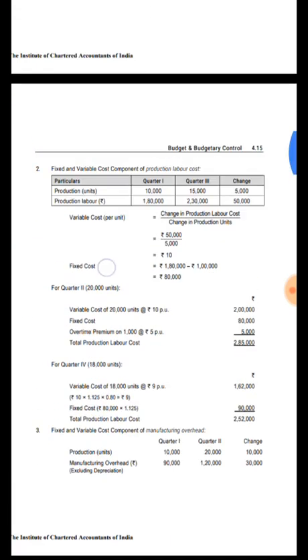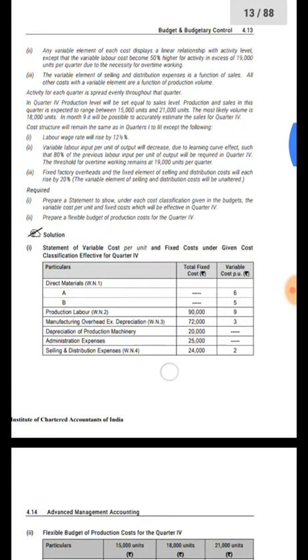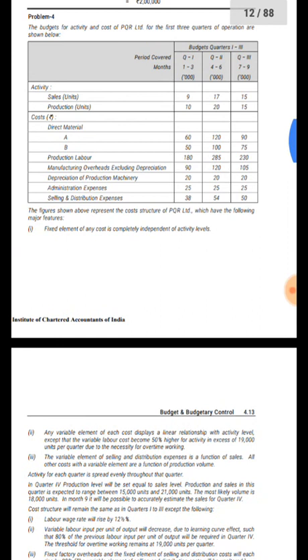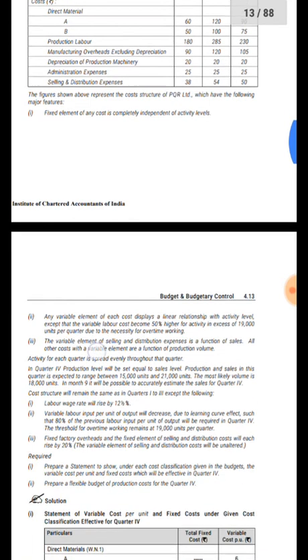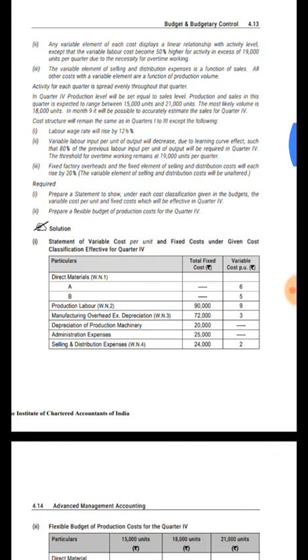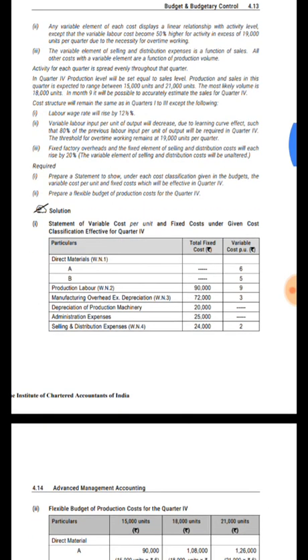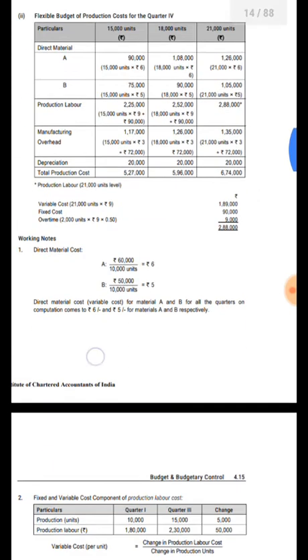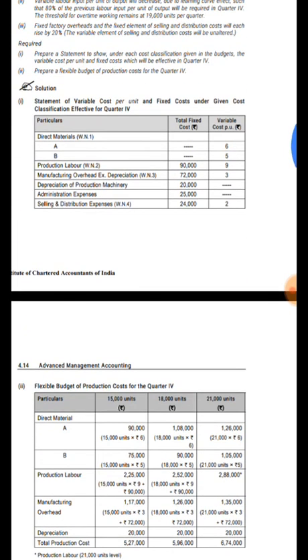Now we have to start filling this table. First, under particulars, write down all the costs: direct material A and B, production labor, manufacturing overhead excluding depreciation, depreciation for production machinery, administration expenses, and selling and distribution expenses. Then classify total fixed cost and variable cost per unit. This is for quarter 4. For direct material A and B, we got 6 and 5, and both are variable.